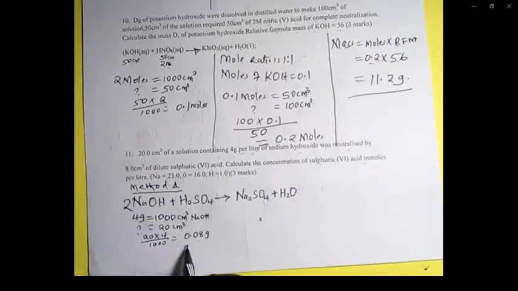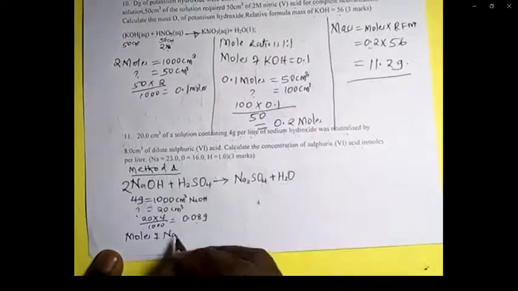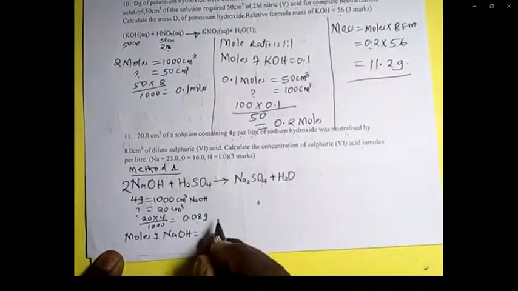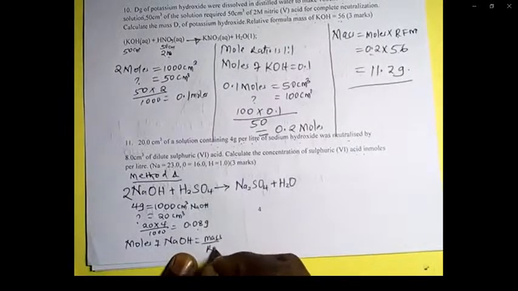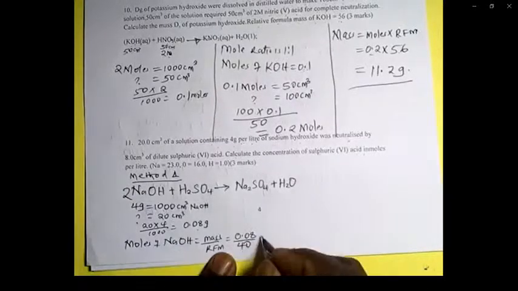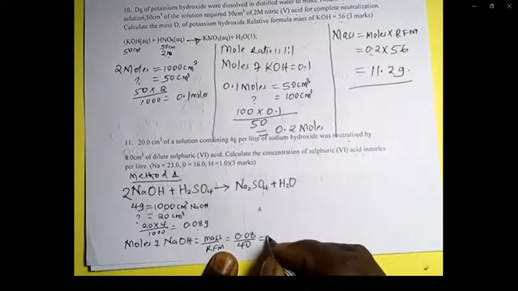Now since we have mass, we can get the number of moles of sodium hydroxide. So moles of sodium hydroxide is given by mass over RFM. The mass is 0.08 and the RFM is 40. And this will give us 0.02 moles.